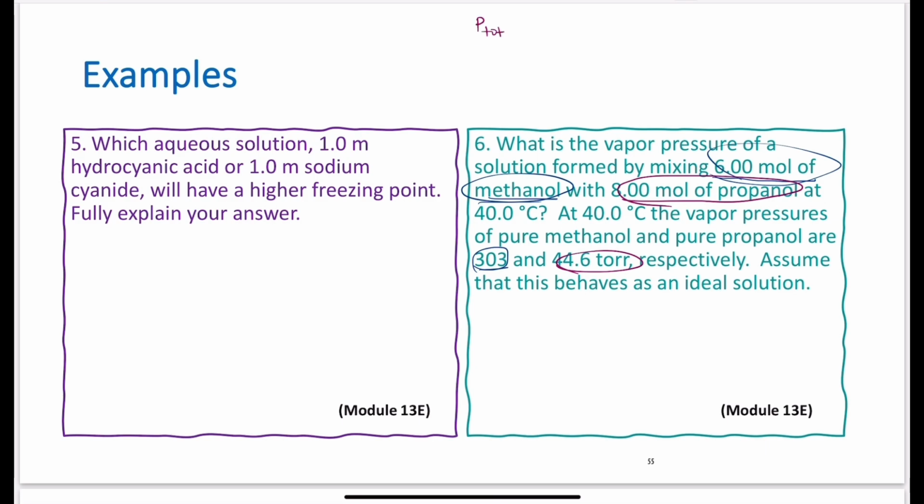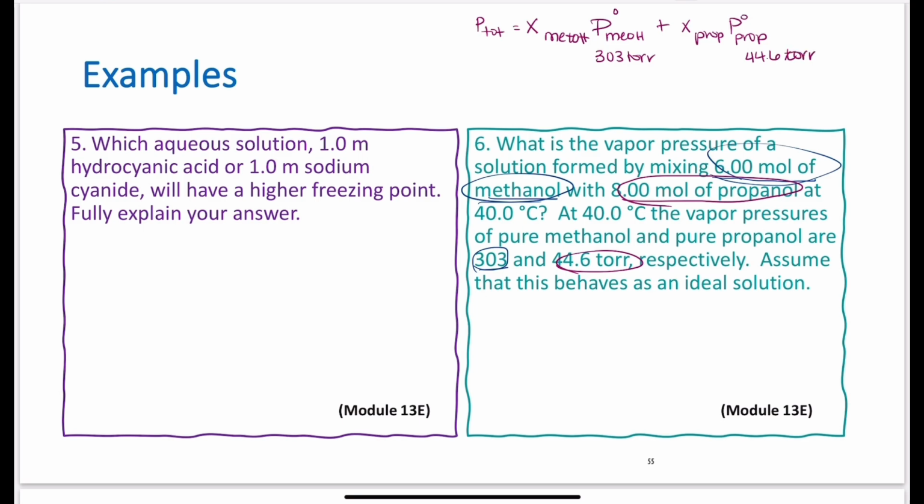Raoult's law tells me that the total pressure of the system is going to be equal to the mole fraction of methanol, this is the abbreviation for methanol, times the pure vapor pressure of methanol, plus the mole fraction of propanol times the pure vapor pressure of propanol. Again, PROP standing for propanol. I know that the pure pressure of methanol is 303 torr. I know the pure vapor pressure of propanol is 44.6 torr.